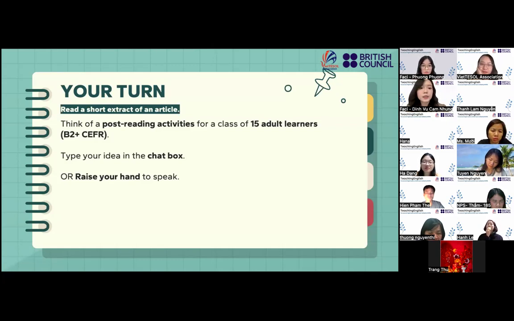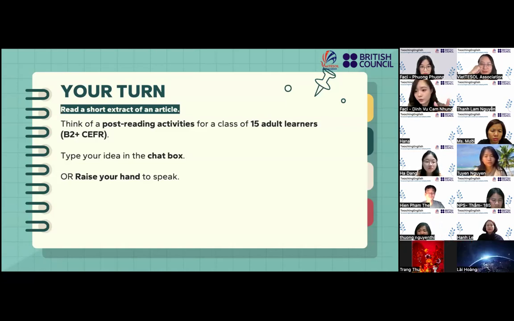Okay. So now I'm going to show you a short extract of an article, and I want you to skim the text very quickly. You will get the idea of it just in a glance, okay? Don't have to read it in detail. And I want you to type your ideas of your perfect post-reading activities in the chat box, okay? Or maybe you can raise your hand to speak. And I'm going to call two teachers to raise your voice and unmute, okay?